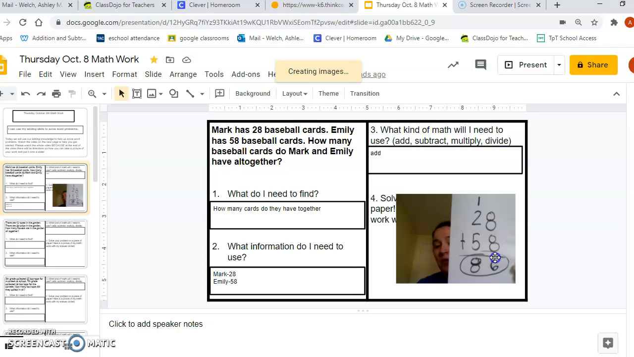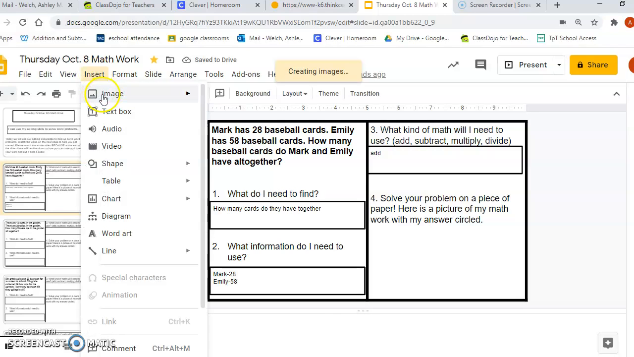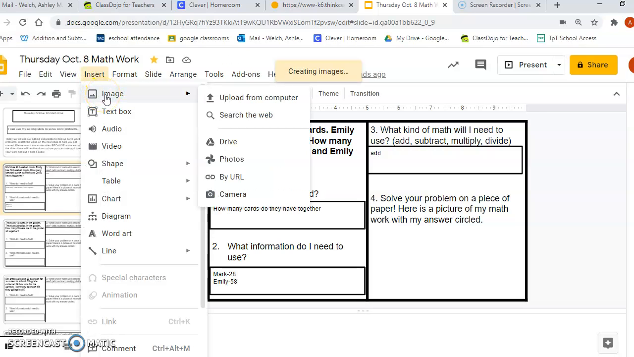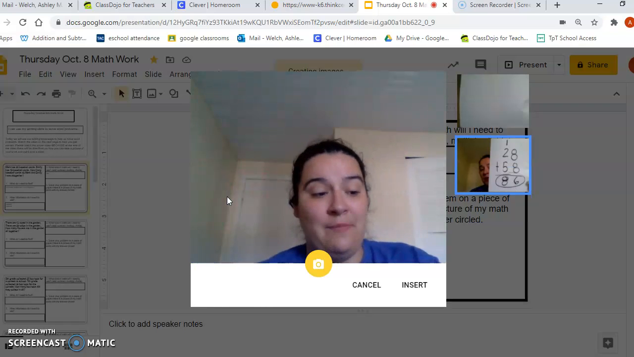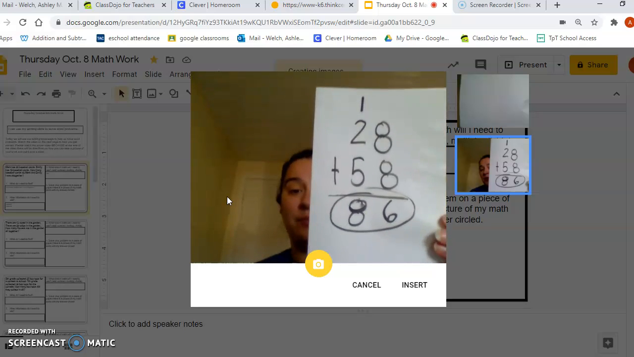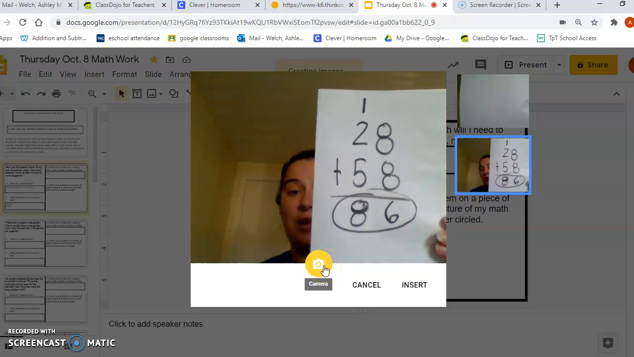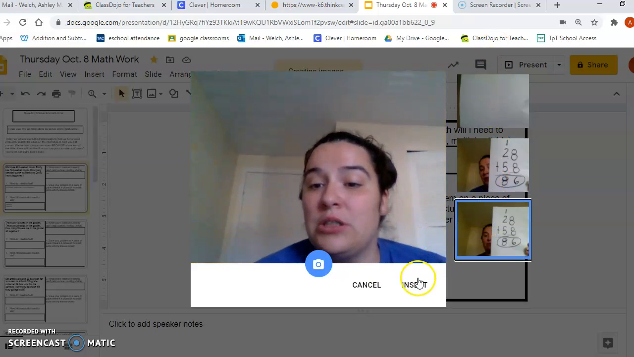So let me just remind you one more time. I'm going to delete the picture just to remind you. You go to the insert button, and you find the image box, which is the first one, and you have to scroll down to where you find the camera. The camera will pop up, and here I am again. You hold up your math work so I can see it. You click on the yellow camera button, and then you pick the picture that you want to insert.